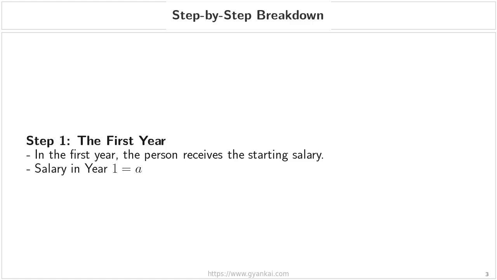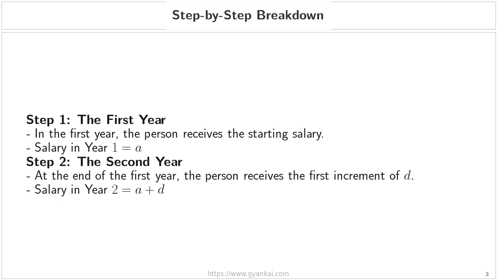Step-by-step breakdown. Now, let's break this down step by step, so we can see exactly how this pattern begins to form. First, let's look at step 1, the first year. In this very first year, the person is just starting their job, so they receive the base starting salary. We can represent the salary in year 1 as simply a.